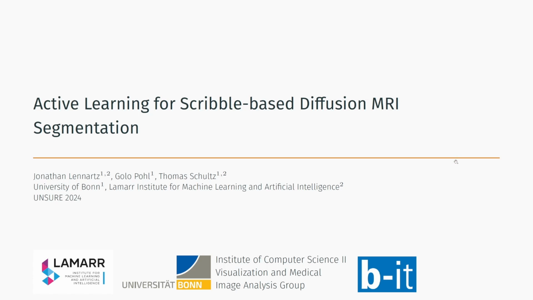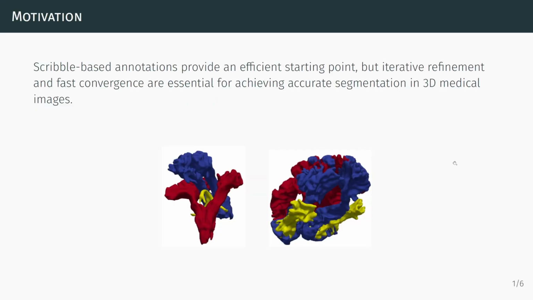at MICCAI 2024. The segmentation of medical images, which are often three-dimensional, is a quite time-consuming task. A common approach to streamline this is using scribbles, which are weak annotations that mark key regions of interest, along with some kind of prediction model that then fills the remainder of the volume. This process typically requires some kind of iterative refinement to achieve accurate segmentation, making the speed of inference and the convergence to a proper result quite crucial.